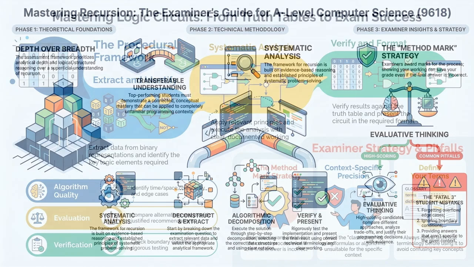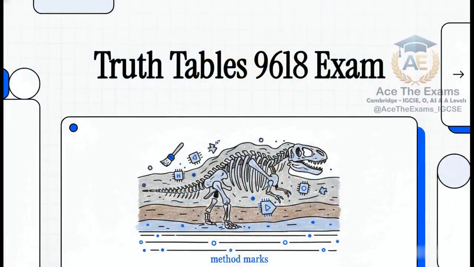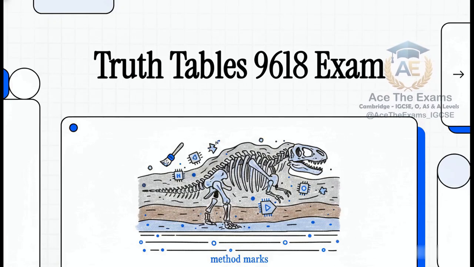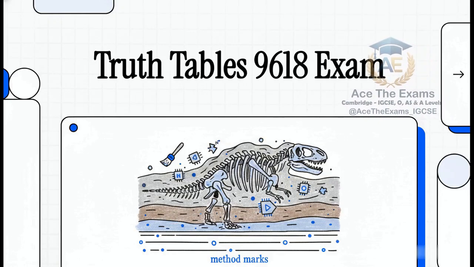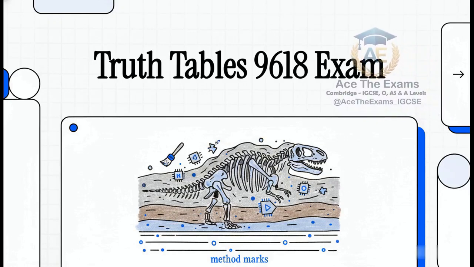Welcome to this explainer. Today, we are tackling a notoriously tricky subject, and to do it, we're putting on our paleontologist hats. But listen, instead of dusting off dinosaur bones in the desert, we are excavating method marks from complex Cambridge AS and A-level computer science questions. Specifically, we're targeting course code 9618 and an absolutely critical skill: constructing truth tables from logic circuits.